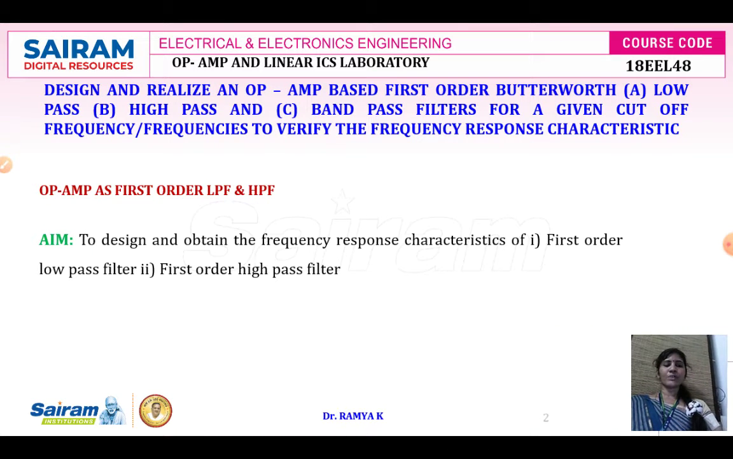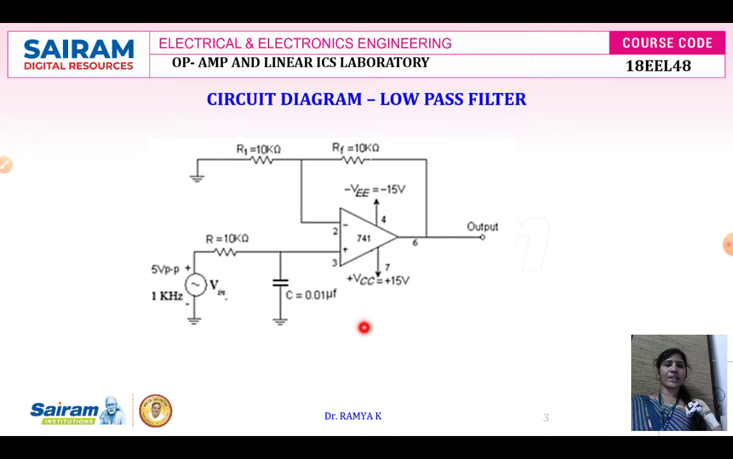So the aim of the experiment is to obtain the frequency response characteristics of first order low pass filter and first order high pass filter. The circuit diagram for low pass filter is as shown over here. Here the input is given at the non-inverting terminal with the RC value R equal to 10k and C equal to 0.01 microfarad, and the feedback resistance is given as 10 kilo ohm.